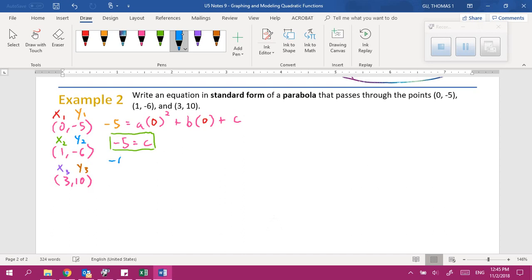It's going to be negative 6 equals a times 1. And then what goes outside of the parentheses? Squared. Plus b times 1.